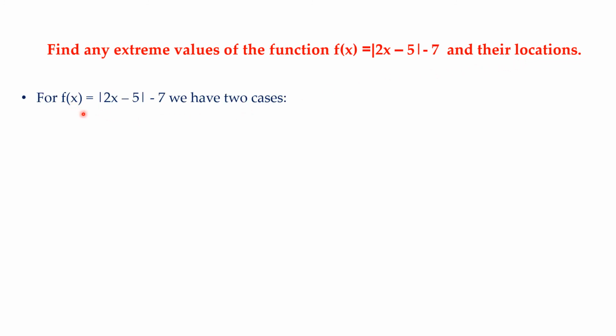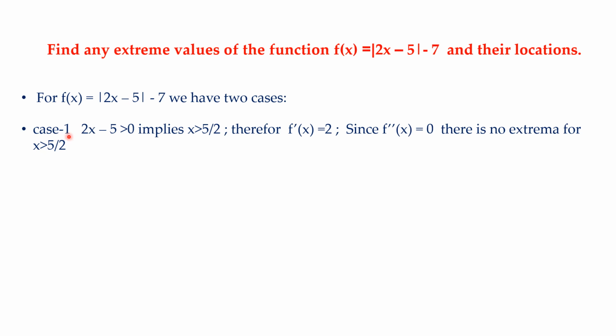For f of x equals the absolute value of 2x minus 5, minus 7, we have two cases. The first case is when 2x minus 5 is greater than 0. This implies that x is greater than 5 divided by 2. Therefore, the first derivative f prime of x is equal to 2. Since the second derivative is equal to 0, there is no extreme value at x greater than 5 divided by 2.